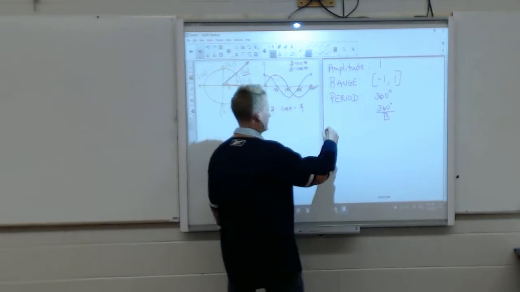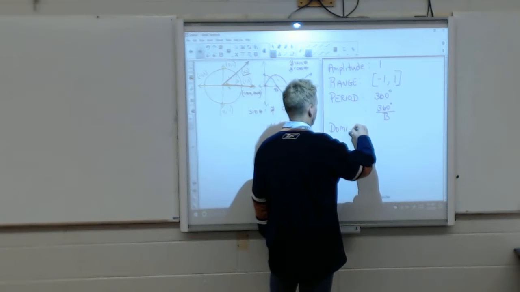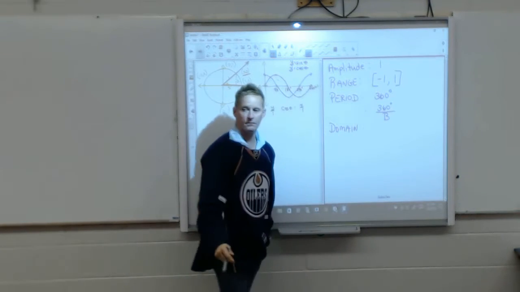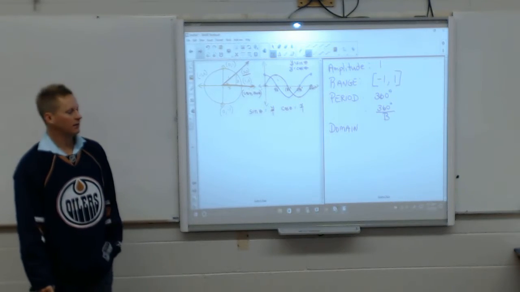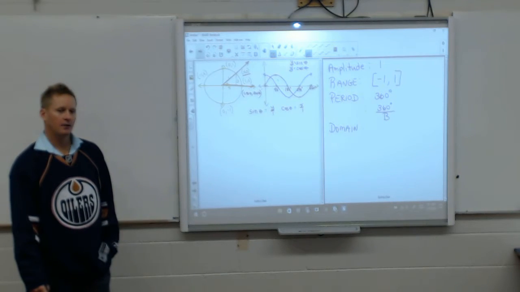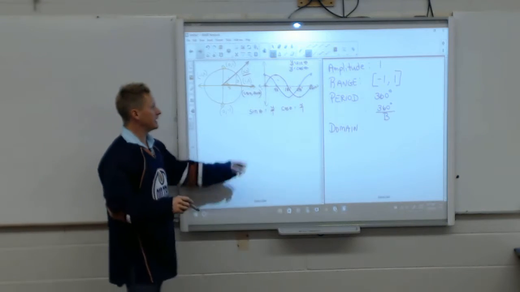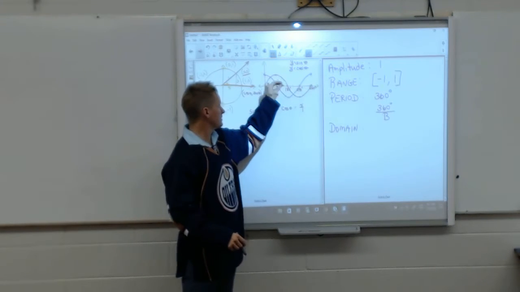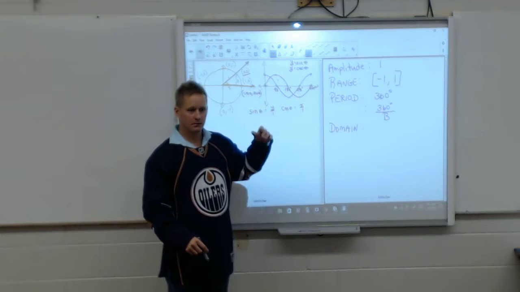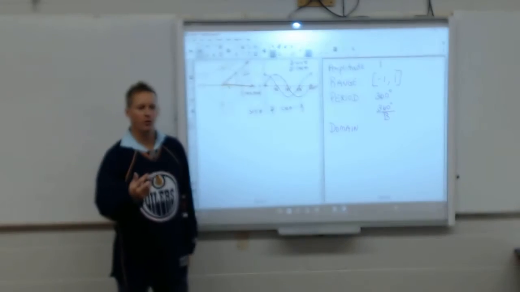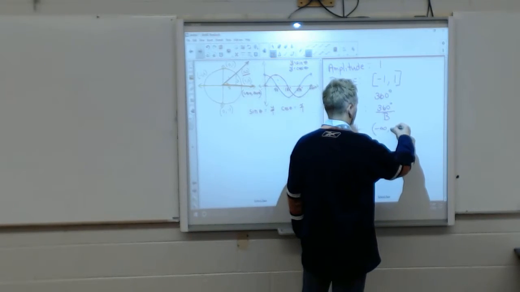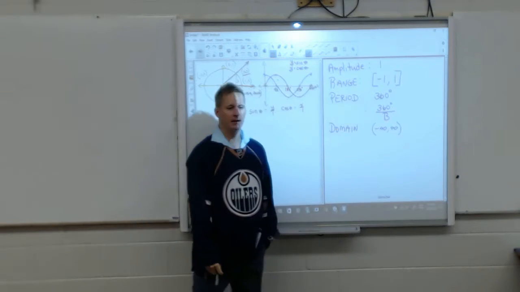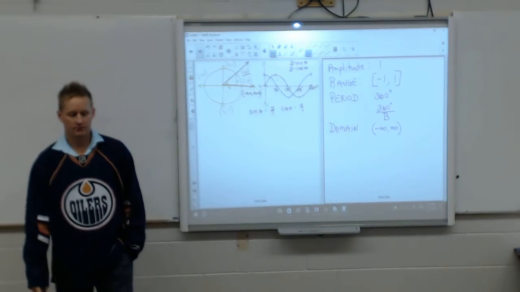What is the domain for this graph? 0 to 360? Not 0 to 360. It is on the one I drew here, but what do those arrows mean? It keeps going. So if it's not 0 to 360, what is it? x is an element of all reals. Negative infinity to positive infinity.